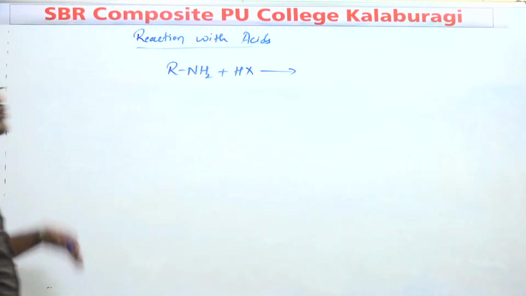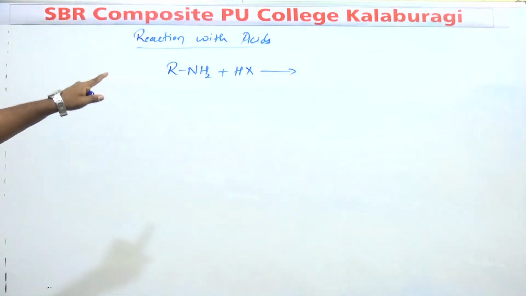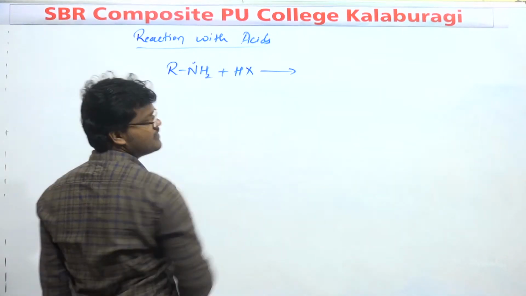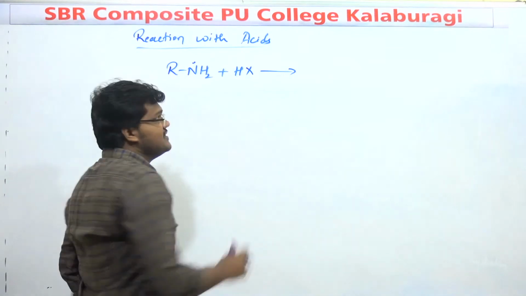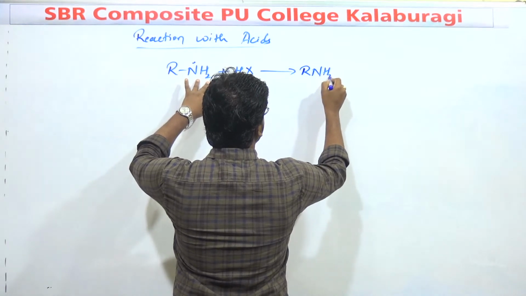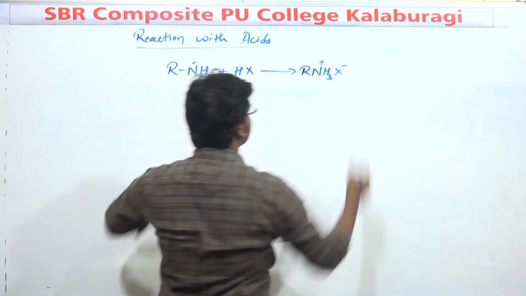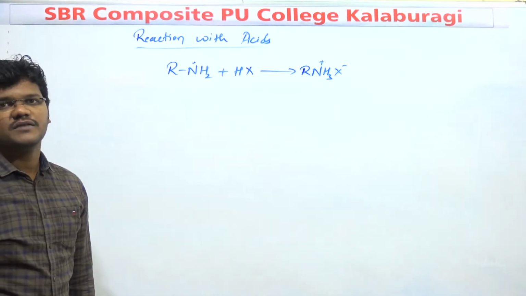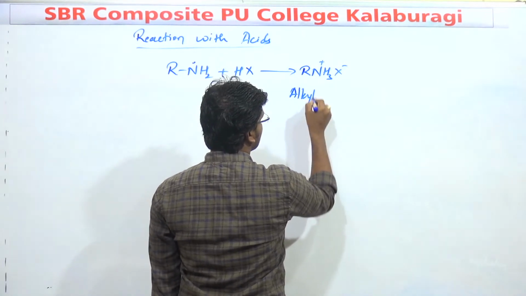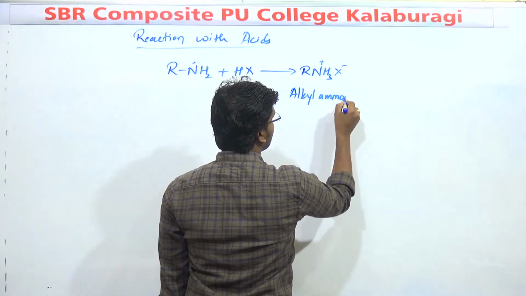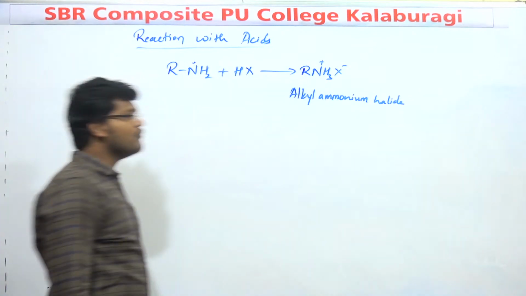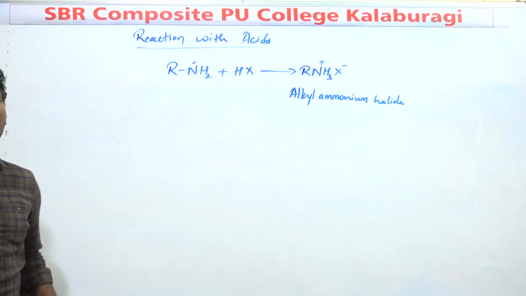Can you please tell me what you can expect? You people know that amines are basic in nature, because they have a lone pair of electrons. So they react with acid and form RNH3+ X-. RNH2 will become RNH3+ X-, which means alkyl ammonium halide. They are going to form alkyl ammonium halide, that is, salts with acids.